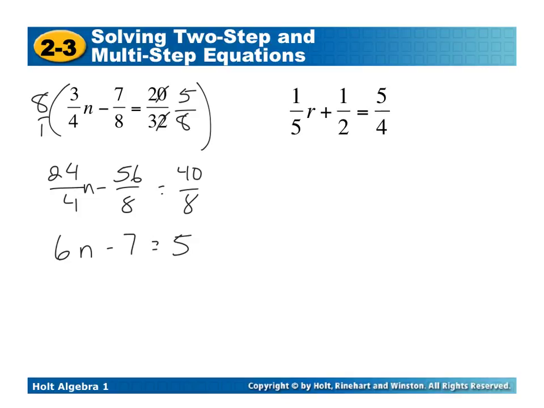And by doing that, now I can solve my equation by adding 7 to both sides. And I have 6n equals 12. Because it's 6 times n, I'm going to divide by 6. And n is equal to 2. Now that's the way to do it with eliminating the denominator. So it's an easier way to do it.